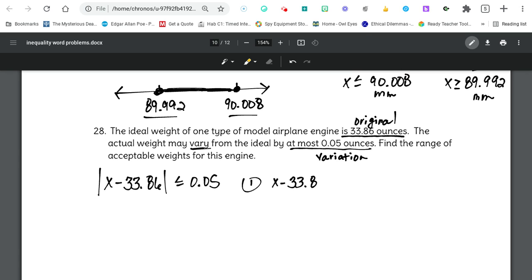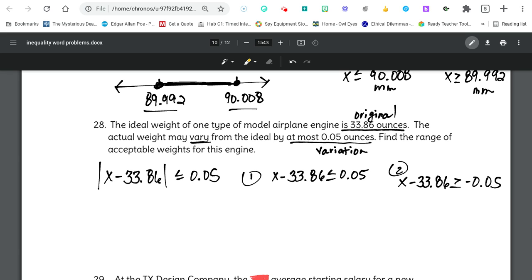X minus 33.86 is less than or equal to 500. The second one being X minus 33.86 is greater than or equal to negative 500. Flip the symbol, flip the sign around, okay? Or change the sign. You're going to add 33.86 to solve for X.